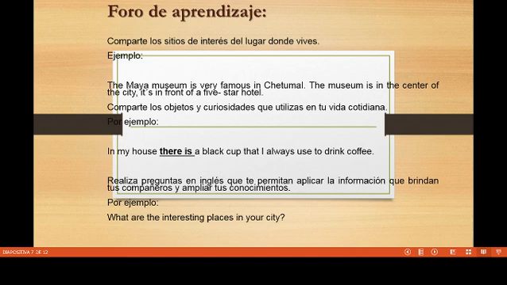Don't forget to participate with respect for your classmates, with empathy, and create the knowledge. Learn from one another.